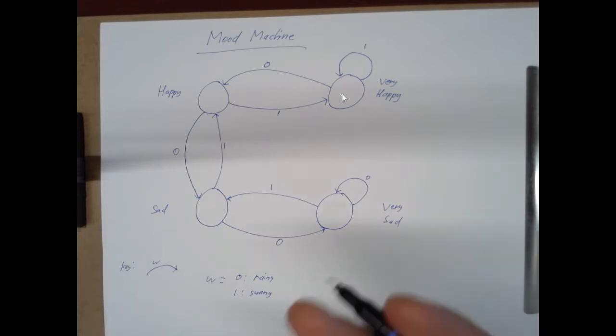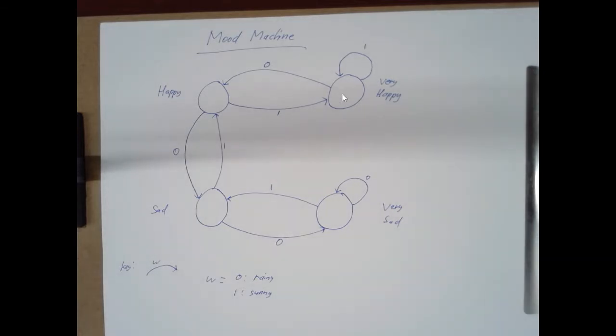And we have 4 states, and we can transition between these states based on this one input, which is the weather. So it's a 1 or a 0. So that's an example of a state machine. And we can build hardware to create a machine that performs these functions, and we would have 4 possible states.